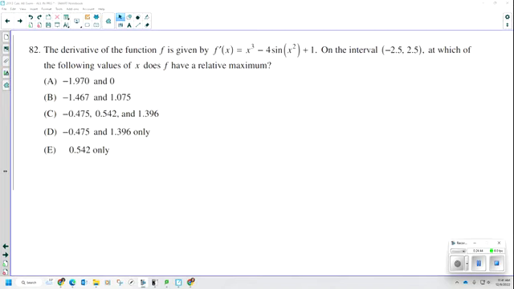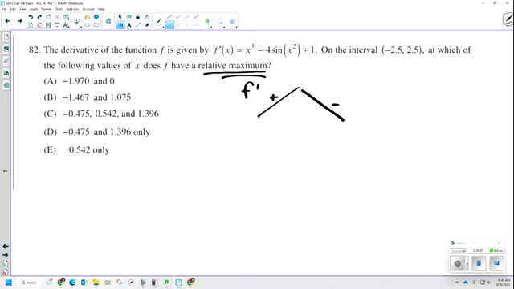Okay, let's establish what we're going to look for on the calculator. Let's figure out what we're looking for. Relative maximums. That means the first derivative is going to go from a positive value to a negative value. Okay, that's it. That's where maximums happen.